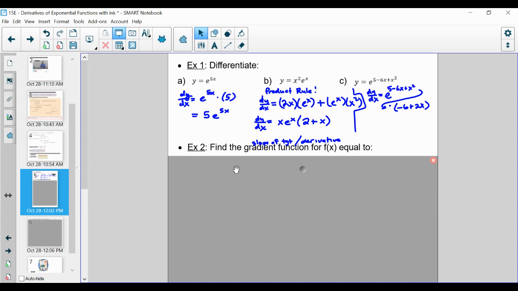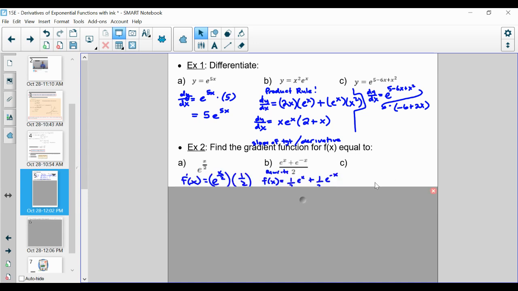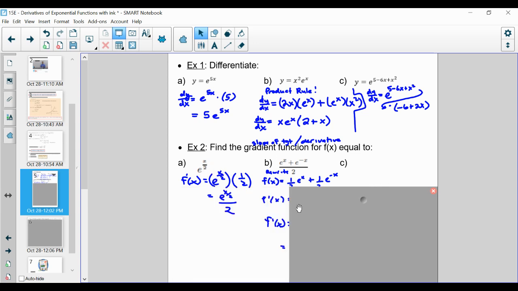So we finished off and we didn't get to talk about example 2. For example 2, we need to find the gradient function for f of x equal to e to the x over 2. So remember that to find the gradient function, that just means to find the derivative. For e to the x over 2, we take the derivative of e to the x over 2, which is our outside function, that's just e to the x over 2, and the derivative of x over 2, which is 1/2.